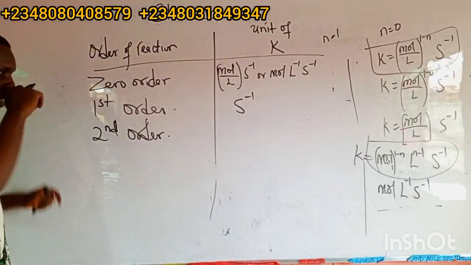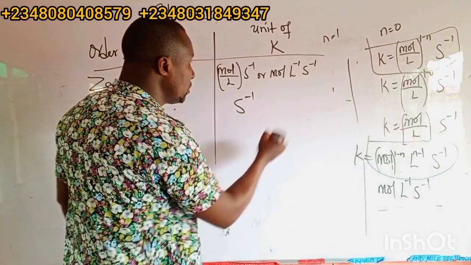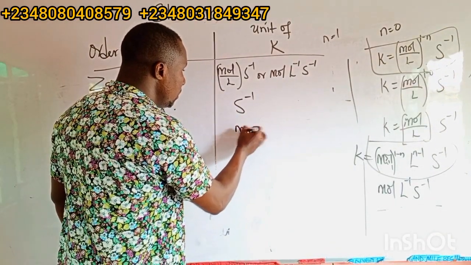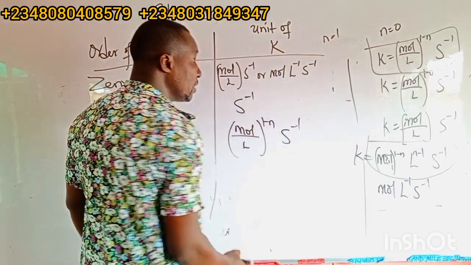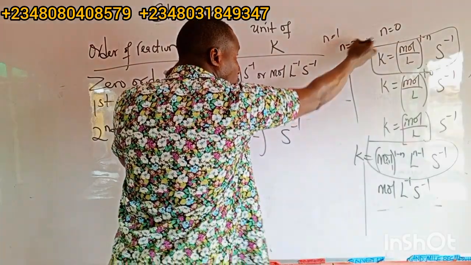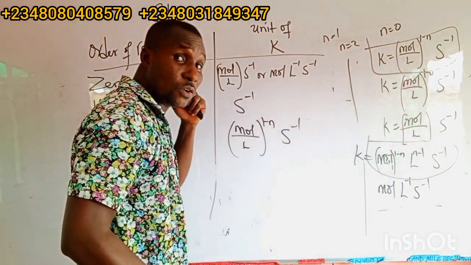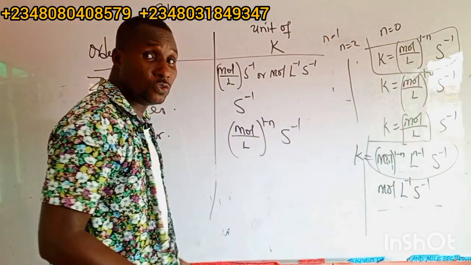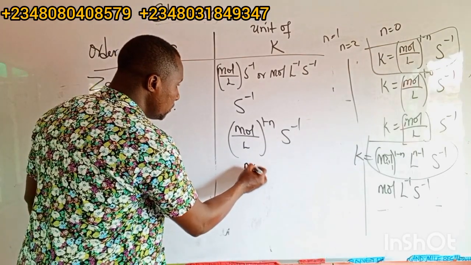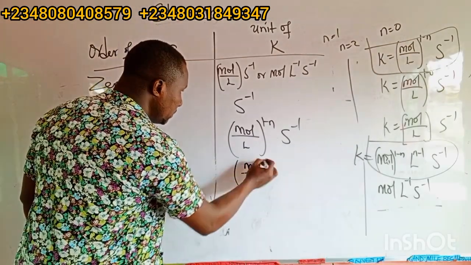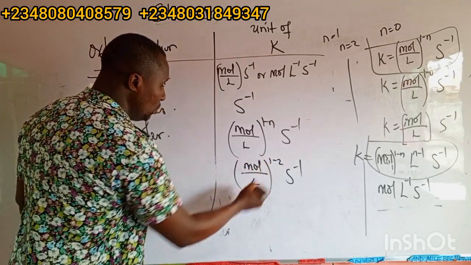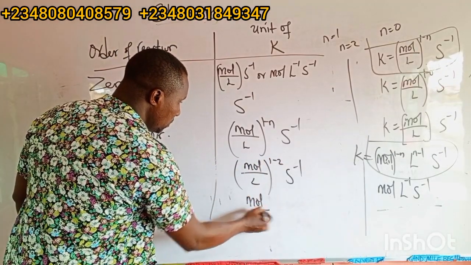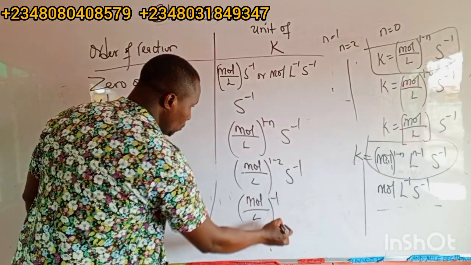For second order, what's the unit of K? Using the formula mole per liter raised to 1 minus n per second. Second order means n equals 2, and we have mole per liter raised to 1 minus 2. Then what do we have? Mole per liter raised to minus 1.